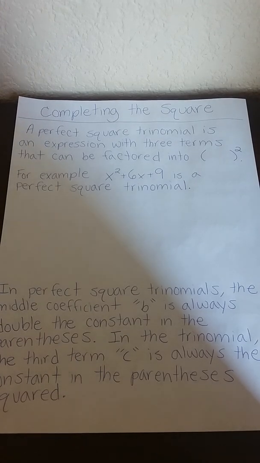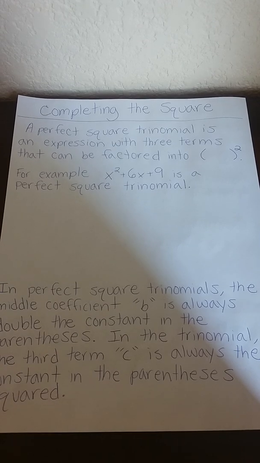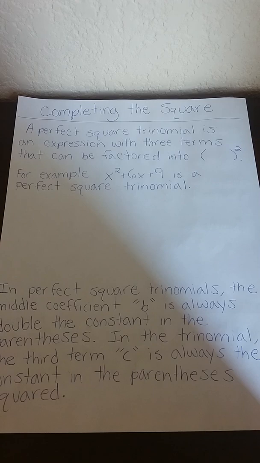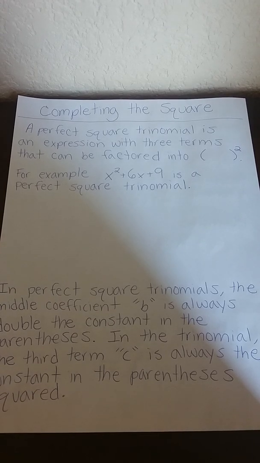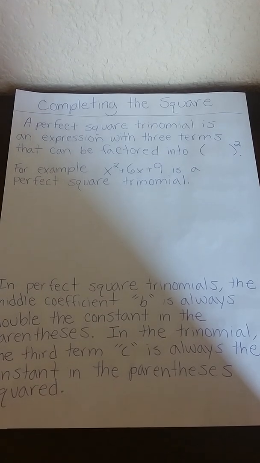Completing the square uses perfect square trinomials. A perfect square trinomial is an expression with three terms that can be factored into parentheses squared. For example, x squared plus 6x plus 9 is a perfect square trinomial.